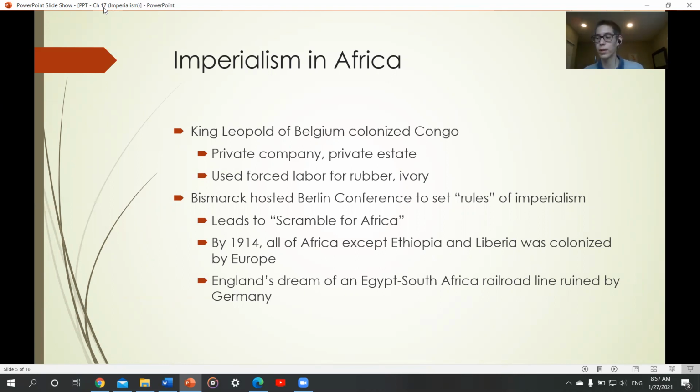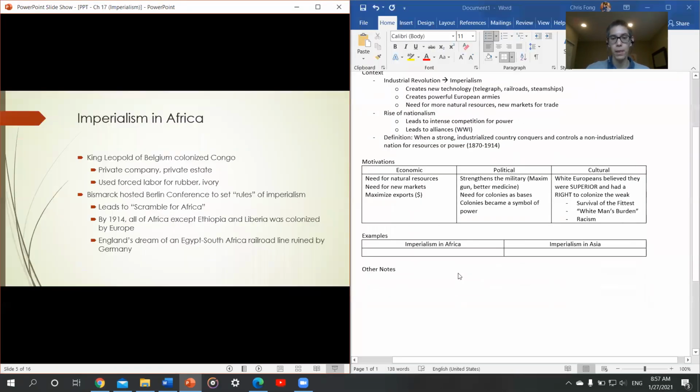He used forced labor to enslave the people, to get natural resources, especially rubber and ivory. And we'll see that over a 20-year time span or so, half of the Congolese population was killed. 10 million people out of a population of 20 million was killed. Some of that was directly killed by the Europeans. Some of them were killed by diseases. Some of them were killed because of famine caused by European imperialism.